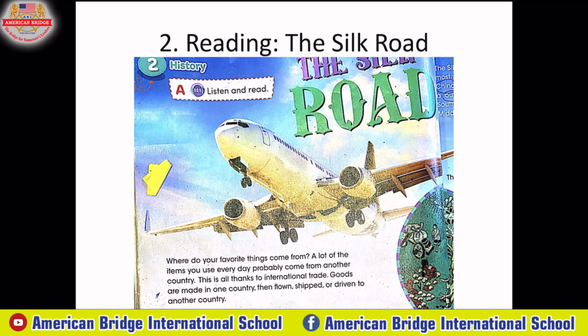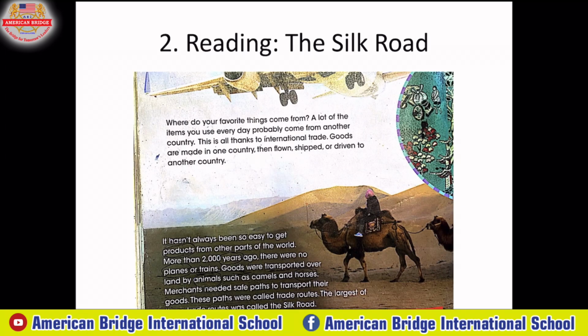Where do your favorite things come from? A lot of the items you use every day probably come from another country. This is all thanks to international trade. Goods are made in one country, then flown, shipped, or driven to another country. It hasn't always been so easy to get products from other parts of the world. More than 2,000 years ago, there were no planes or trains. Goods were transported over land by animals, such as camels and horses.